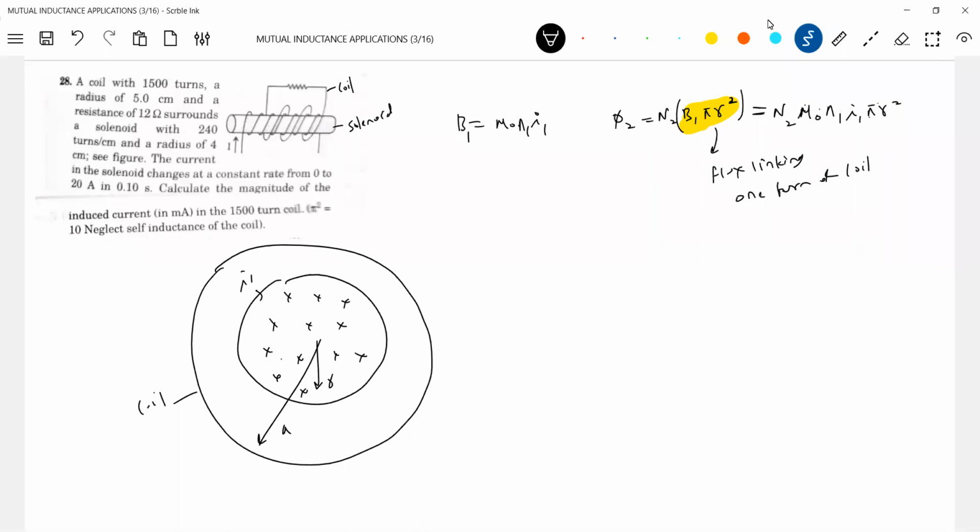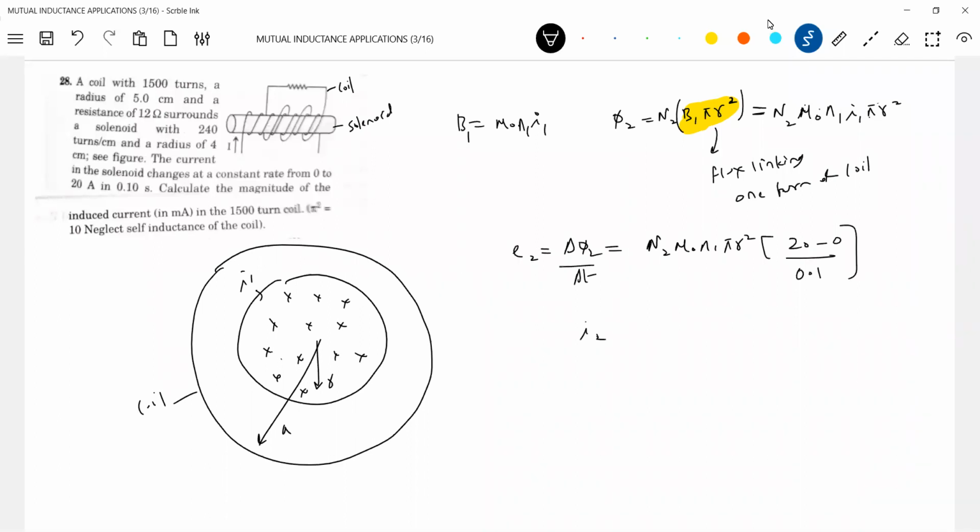Now when the current changes from 0 to 20 ampere in 0.1 second, the flux will change. So delta phi 2 should be equal to mu naught N1 pi R square times (20 minus 0) by 0.1 second. This will give the EMF.